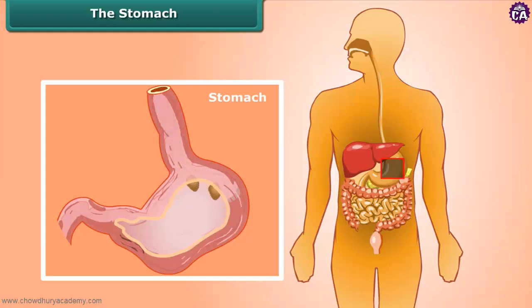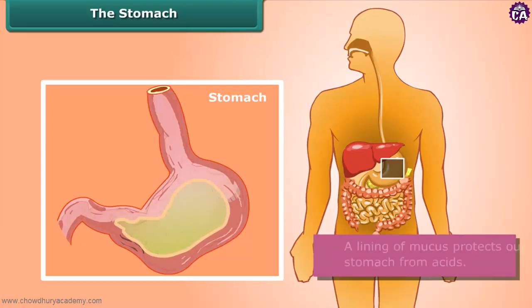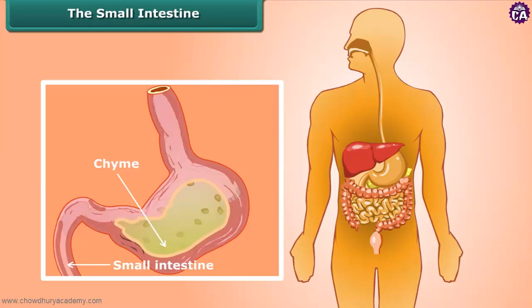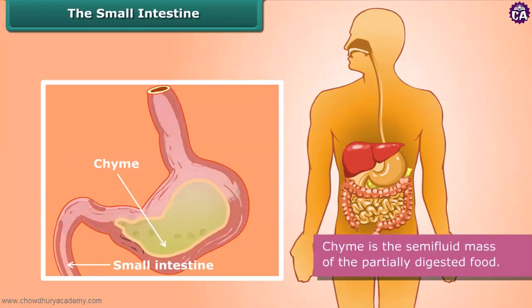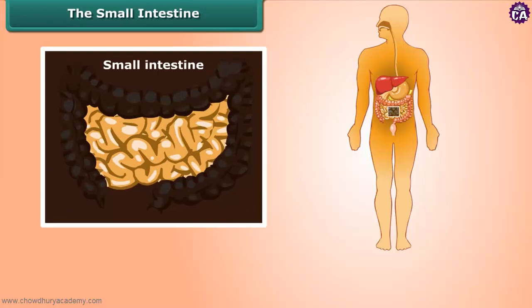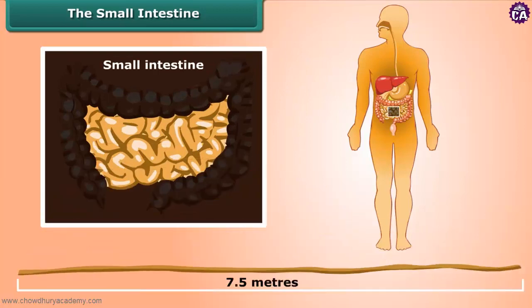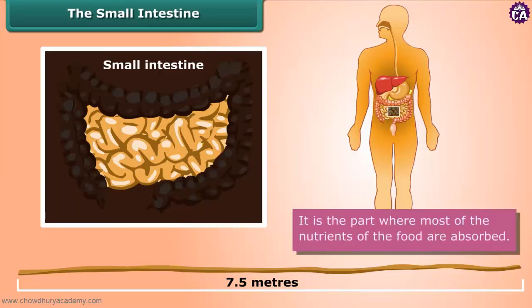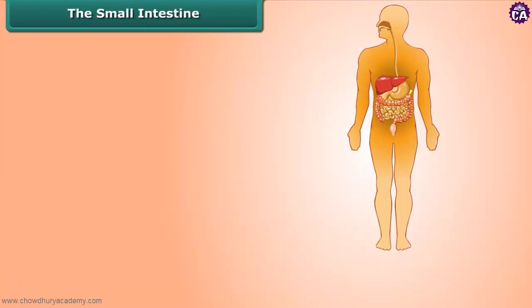Inside the stomach, food is churned and mixed with digestive juices, including hydrochloric acid. These chemicals break down the proteins into simpler substances. A lining of mucus protects our stomach from acids. After about 4 hours in the stomach, food changes to chyme and moves into the small intestine. The small intestine is the longest part of our digestive system. It is about 7.5 meters long and highly coiled in structure. It is the part where most of the nutrients of the food are absorbed.